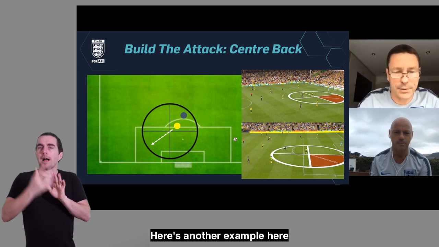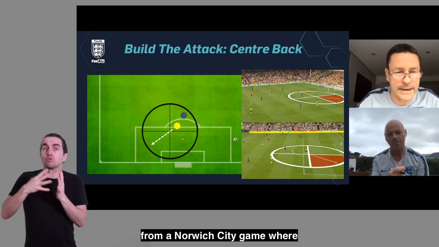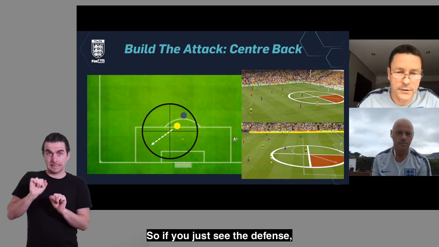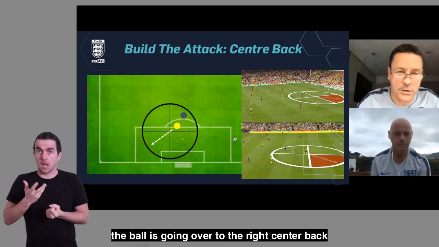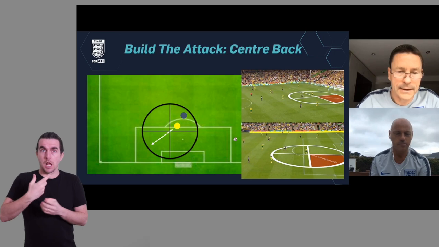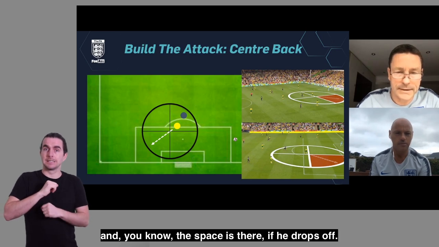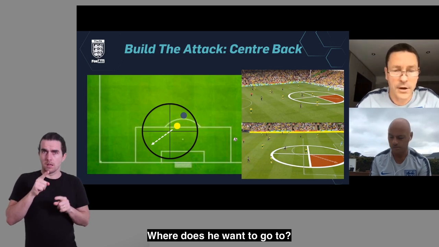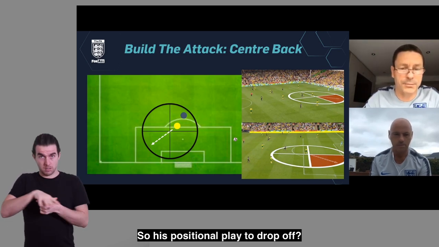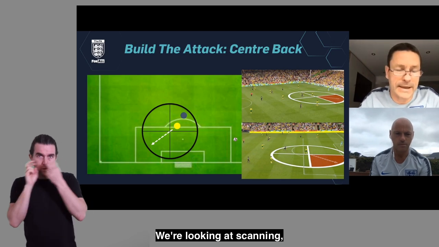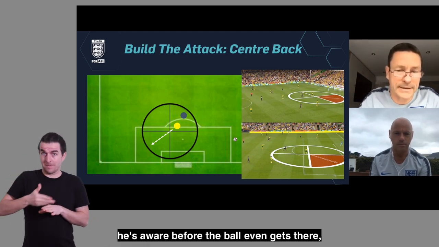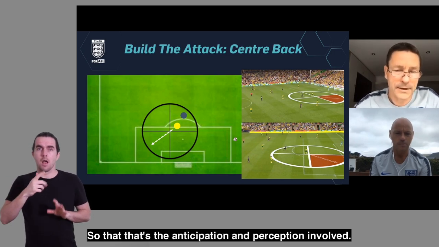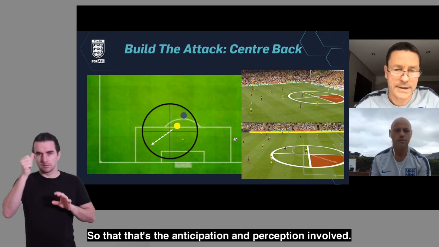Here's another example here. From a Norwich City game where it's a centre-back this time who's creating space. So if you just see the defence, the ball is going over to the right centre-back and the space is there if he drops off. So straight away we're looking at where's his position now? Where does he want to go to? So his positional play to drop off. We're looking at scanning. He's aware before the ball even gets there that the ball is going to be probably recycled across the back. So that's the anticipation and perception involved.